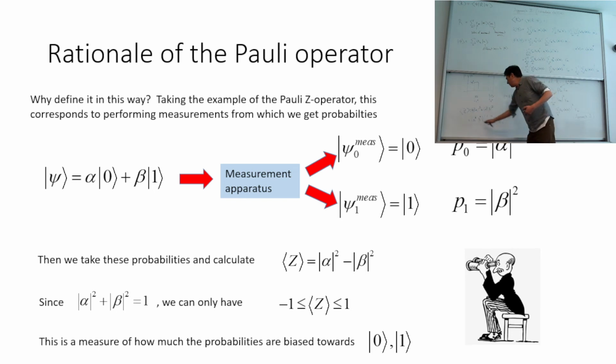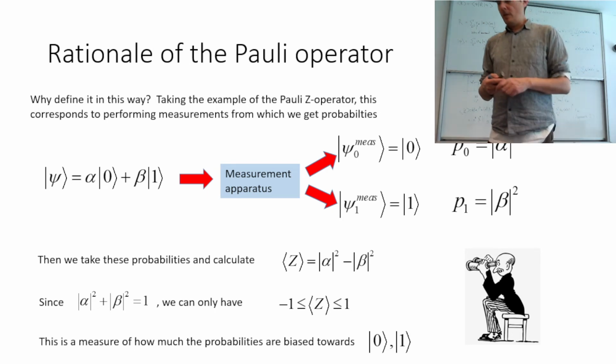Okay. We can do this matrix multiplication. So this is sort of like method 2, right? We can do this matrix multiplication. It's going to be alpha minus beta. And again, it's going to be alpha squared minus beta squared. So, same thing. Okay.